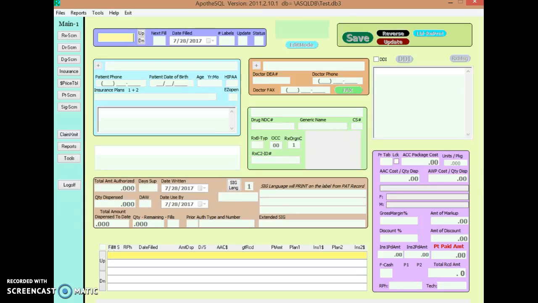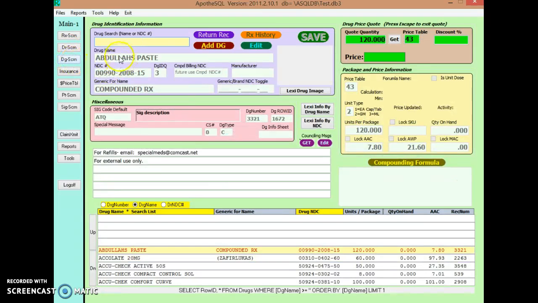The first thing they want us to do is access the compounding screen from the main screen. So you have to go to main screen 1 and then access the compounding. In order to do that, you're going to hit the DG screen. You'll see that the example they have given you is already there for you. And so this is where we're going to start.